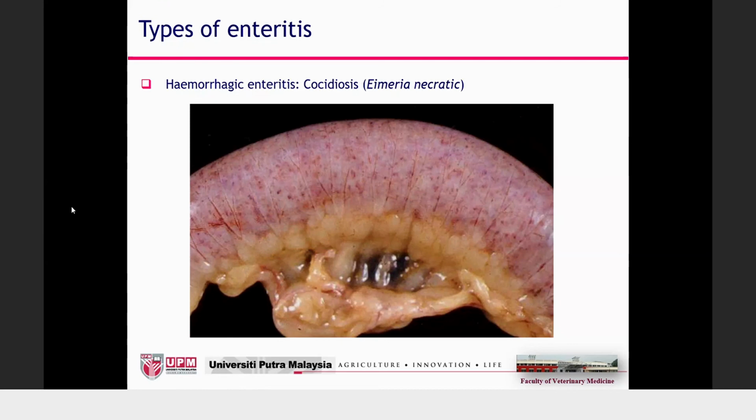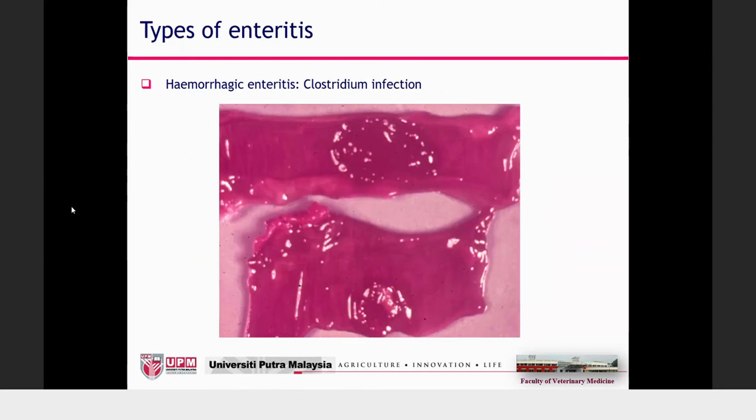And then we have hemorrhagic enteritis. In this case, it's coccidia at the middle part of the intestine. They're caused by Eimeria necatrix. You can see those at the serosal surface, pinpoint hemorrhages. But when you open the lumen, they have very severe, what we call hemorrhagic enteritis. Then we have Clostridium infection. You can see those also very severe. This is actually a lymphoid aggregation or Peyer's patches. You can see very severe, again, hemorrhagic enteritis.